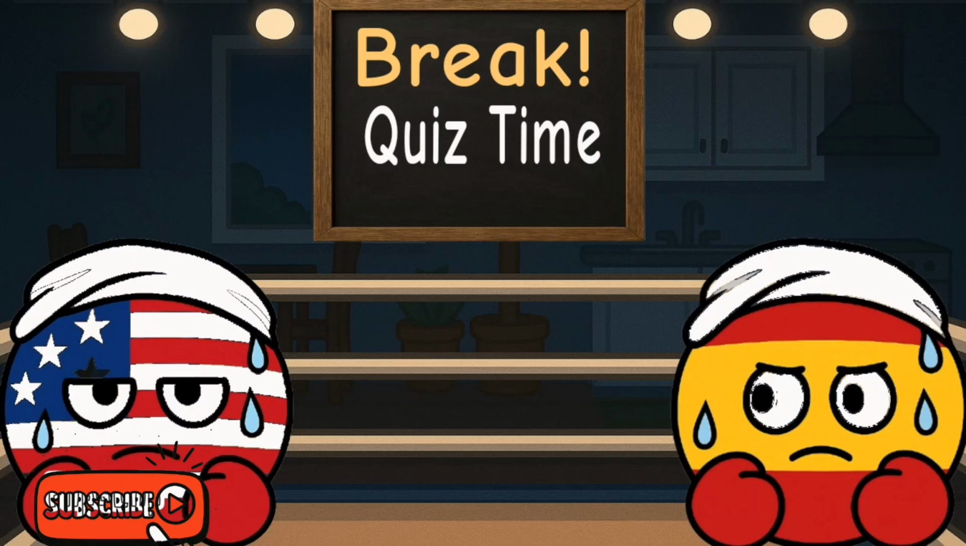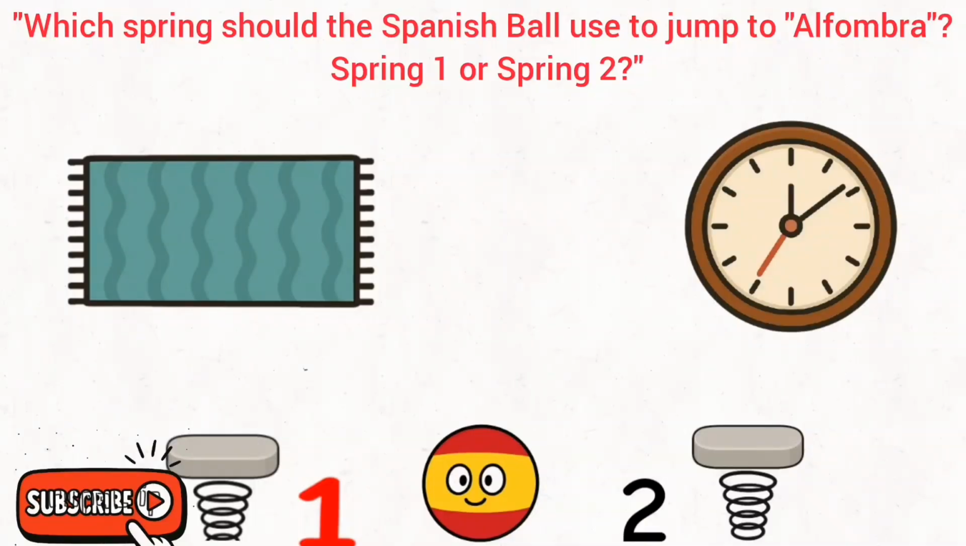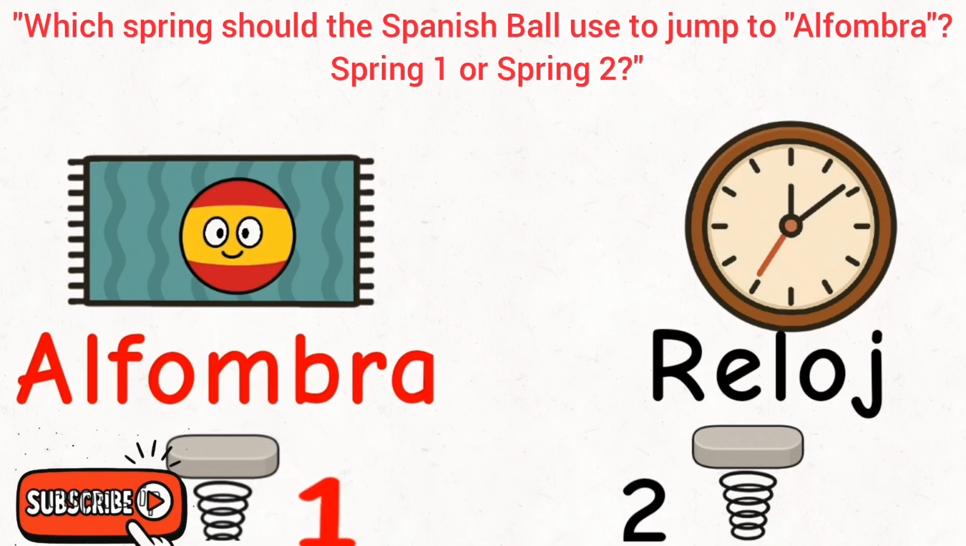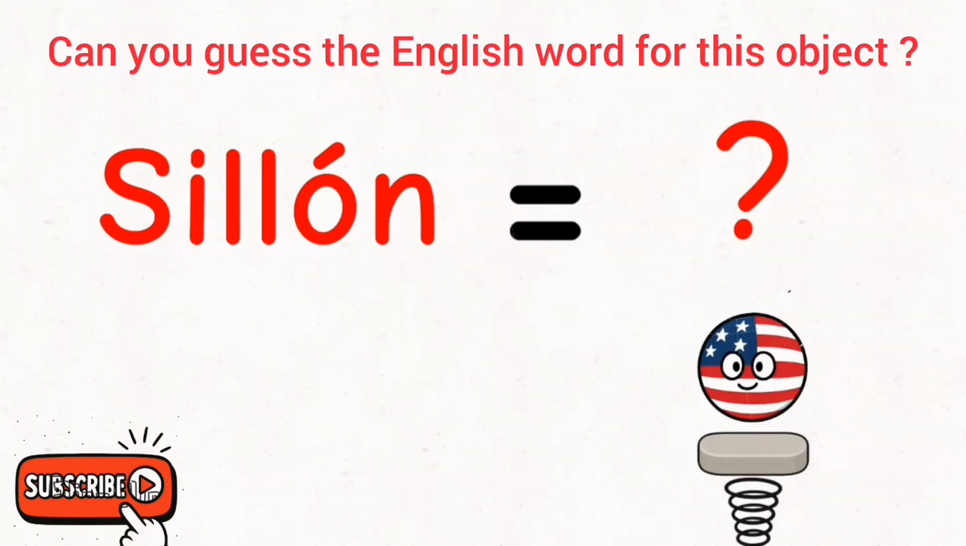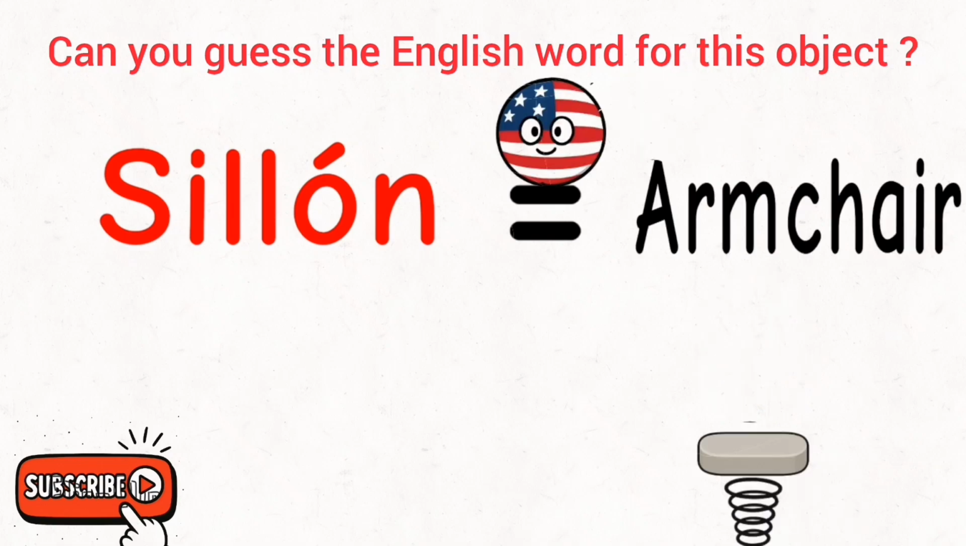Break. Quiz time. Which spring should the Spanish ball use to jump to Alfombra? Spring 1 or spring 2? The correct answer is spring 1. Can you guess the English word for this object? The correct answer is armchair.